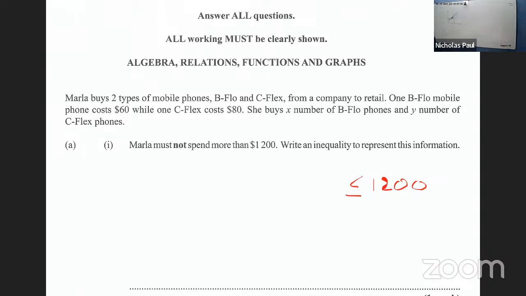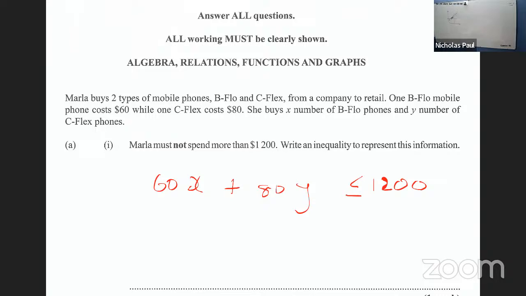Right, in the first part, the shot or your foot? Let's see if the shot gets right. 60. Very good. So 60x, right? Very good. 60 by x because that's the cost of the B flow, and then 80 by y. That's the cost of the next one. So 60x plus 80y. Very good. That's inequality number 1.